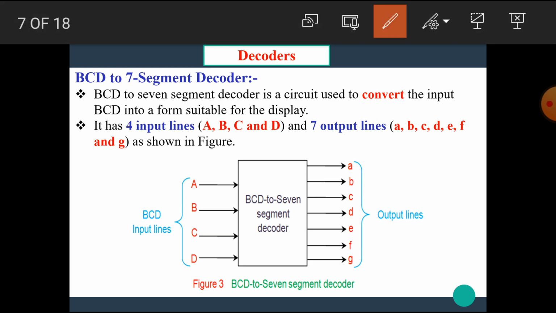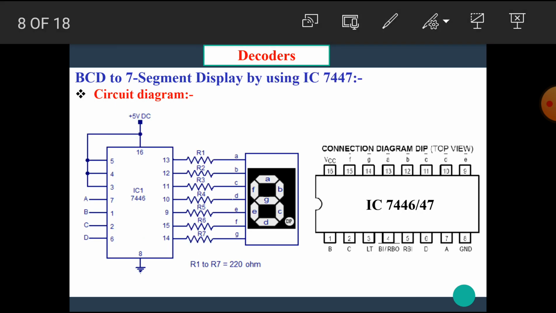Now let's see our main topic, BCD to 7 segment decoder or driver. BCD to 7 segment decoder is a circuit used to convert the input BCD into a form suitable for the display. It has 4 input lines A, B, C, D and 7 output lines A, B, C, D, E, F and G as shown in the block diagram. Now this is the actual diagram of BCD to 7 segment display by using IC 7447.